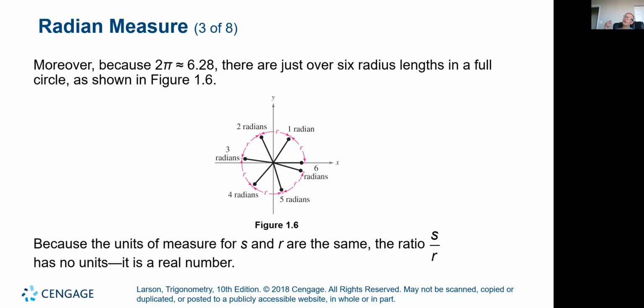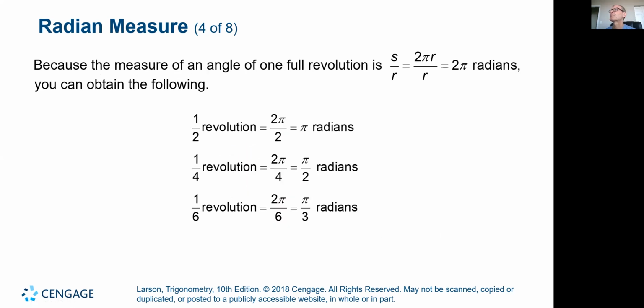So if you go all the way around one time, that's 2 pi around the circle, and if you round to the nearest hundredth, that number would be 6.28. As we go around the circle, if you go halfway around, that would be pi. If you go a quarter of the way around, that would be pi over 2, etc.